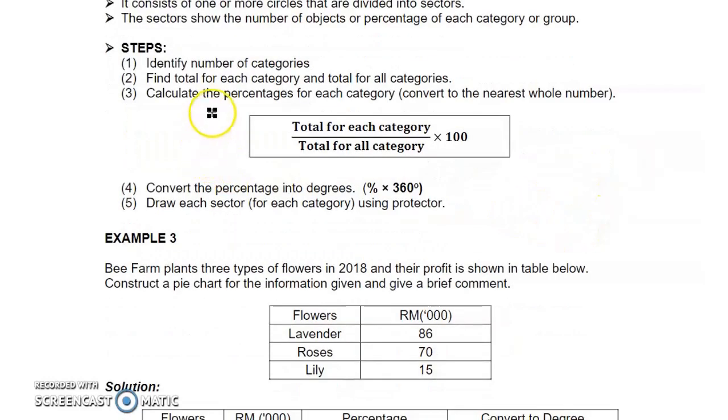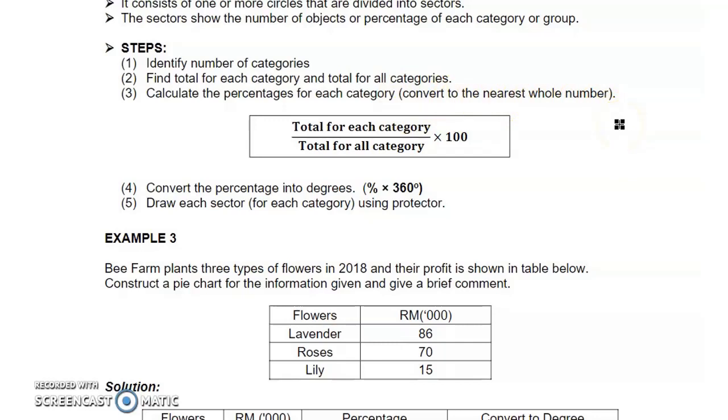So the steps are here. Identify the number of categories. This represents the number of slices that will appear in your pie. Then find the total for each category. For example, here we have flowers: lavender, roses, lily. So the total will be this one. And total for all categories, you total up 86 plus 70 plus 15. Why do we total up? Because we want to find the percentage. To ease labeling on the pie, I put here convert to the nearest whole number.